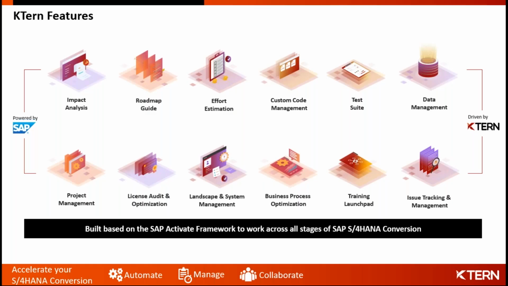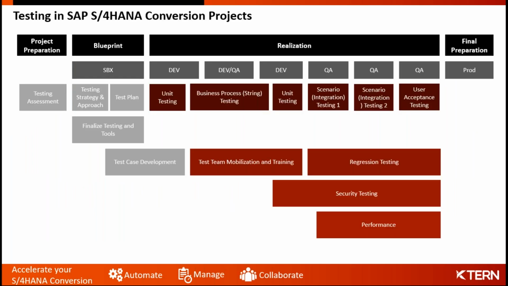Thank you, gentlemen, for the polls. And the poll results are: looks like unavailability of business process documents is one of the major challenges in testing. Yes, obviously. So let's see how KTern comes up with a standard test case recommendation and a business process master list so that you can get prepared for your conversion. Moving on to the next slide.